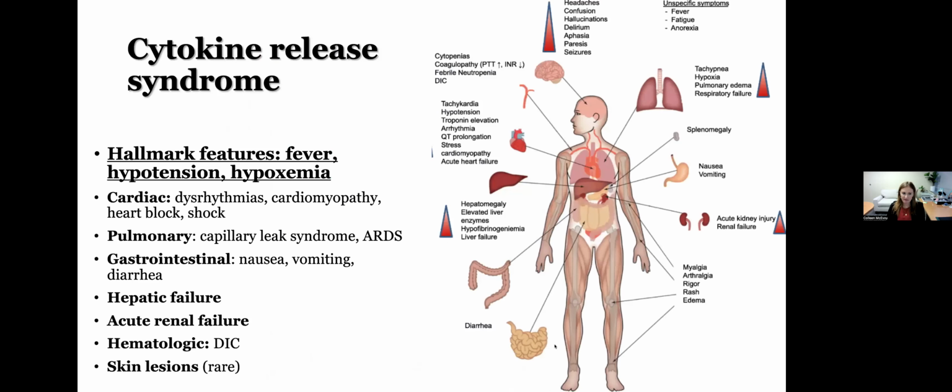So here are all the manifestations that you can see. The three features to determine severity of CRS are fever, hypotension, and hypoxemia. Early on, there were different grading systems, but now we go by fever, hypotension, and hypoxemia. But as you can see, it affects all organs of the body. You can have dysrhythmias, cardiomyopathy, heart block, shock, capillary leak syndrome and ARDS, GI disturbances, hepatic failure, acute renal failure, DIC. Skin lesions are rare, but Stevens-Johnson syndrome has been described.